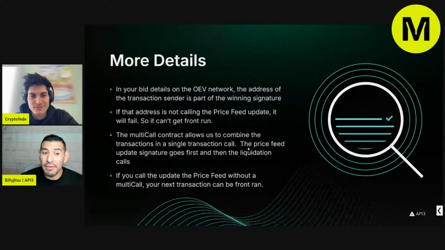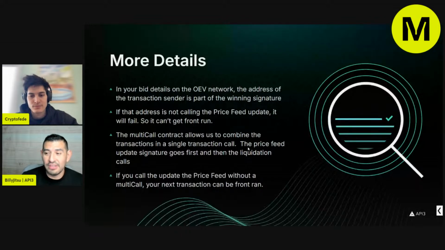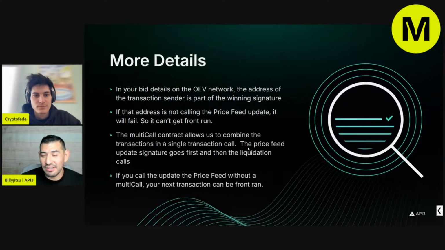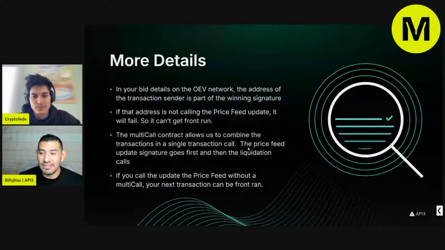Your bid details on the OEV network is basically the address of the transaction center. So when we're bidding, we're basically saying we're bidding ETH to update ETH USD, and this is the contract that's going to do it on this network, right? So we're usually going to use our multi-call contract. It doesn't have to be the same address that you're using your bid with, but you're saying this is the address on this chain that's going to update the smart contract. If that address is not calling the price feed update, it's going to fail. That way you can't get front run, right? Because everything's public mempool. So you make sure that with this signature, it's all public data, that you have the rights to do so.